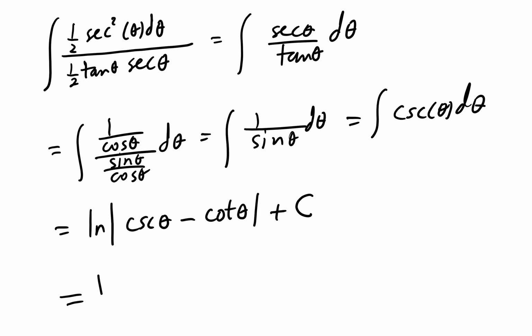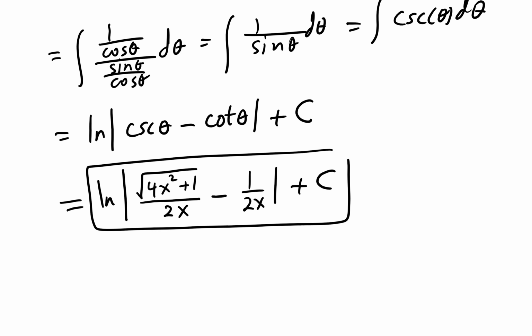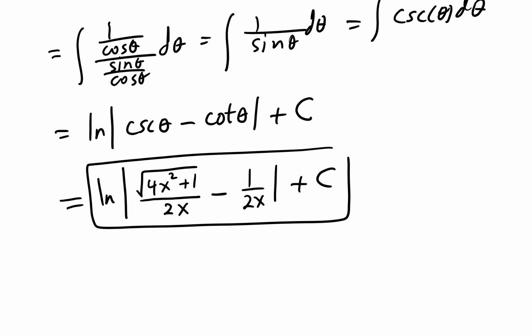So then this is natural log. If we go back to the triangle, cosecant, we know it's the reciprocal of sine, hypotenuse over the opposite. So the hypotenuse was the square root of this over the opposite, which is 2x, minus cotangent would be 1 over 2x plus c. You can combine inside the absolute value or leave it as is. Both are fine.